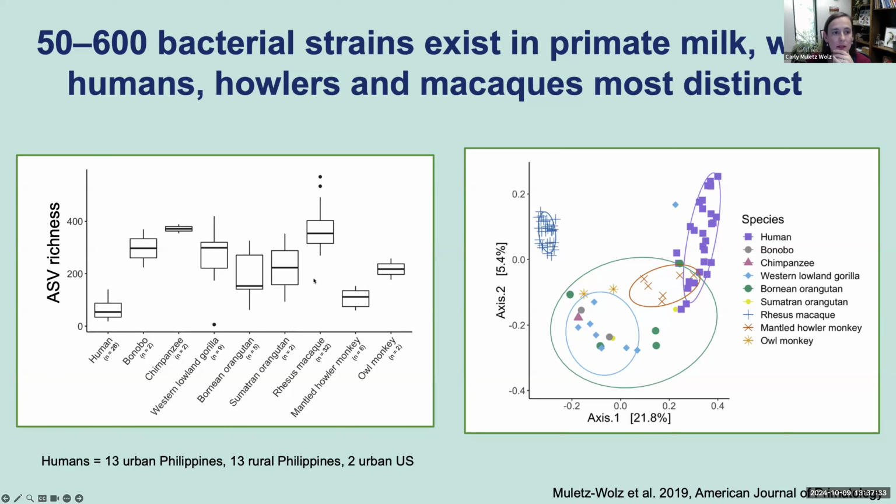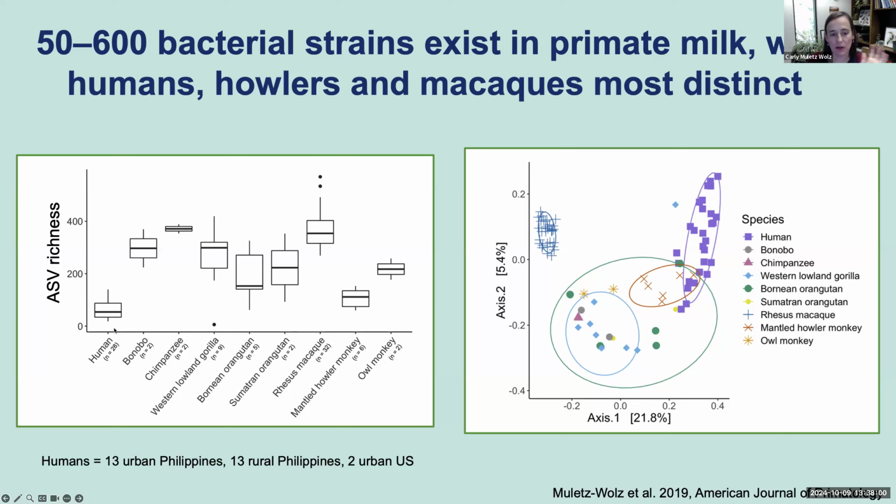Okay, so let's start with what we found in this first study. We found that there were 50 to 600 bacterial strains that exist in primate milk, with humans, howler monkeys, and macaques being most distinct. In this data set we had 28 humans: 13 mothers from the urban part of the Philippines, 13 mothers from a rural section of the Philippines, and 2 women from the US here in the DC area that had donated to the milk repository.